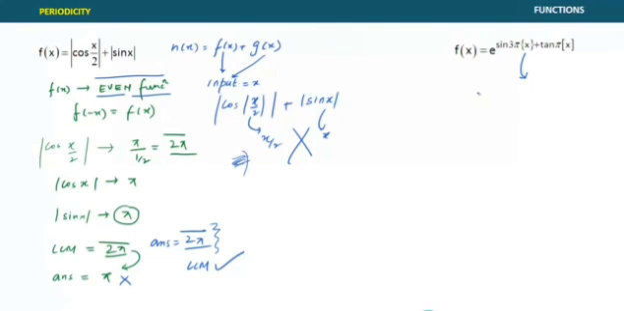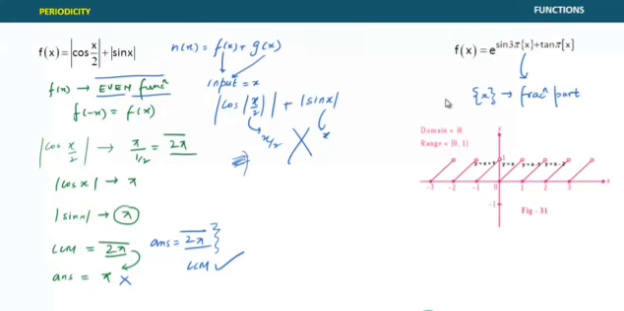This particular part is called the fractional part of x. The fractional part is basically periodic. So this is the graph of the fractional part of x.